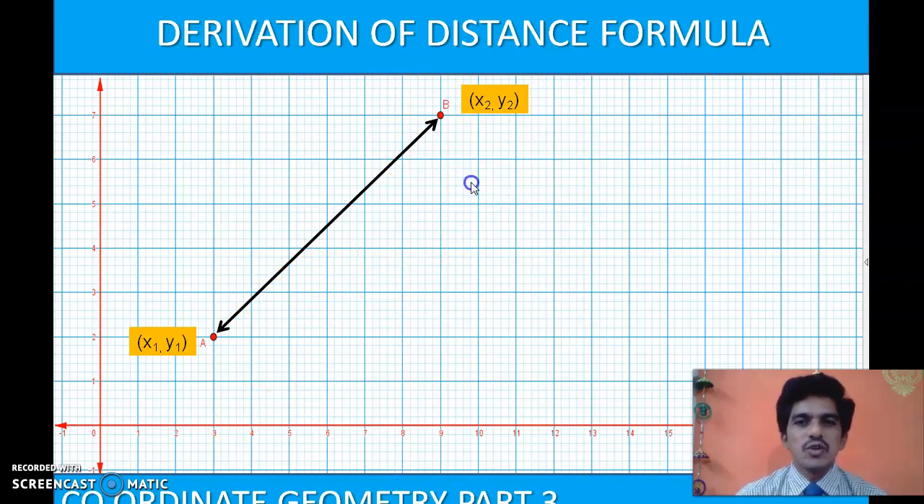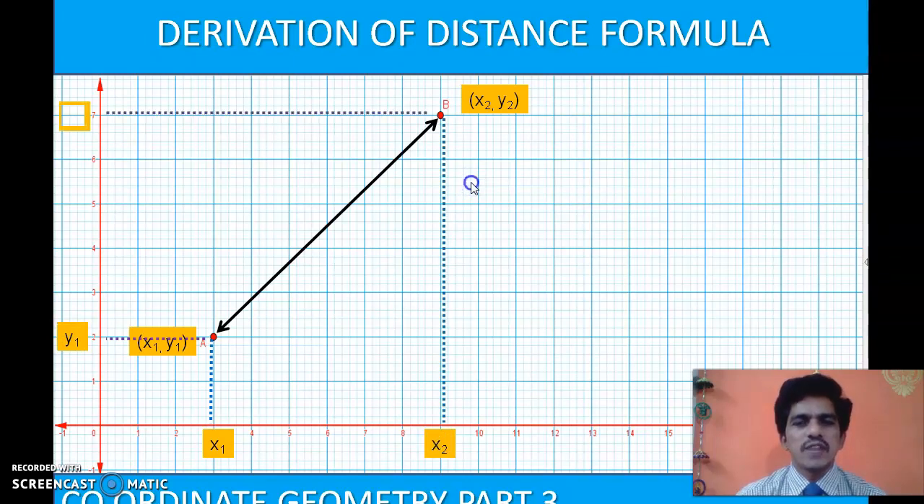So, as you know, what is the x-coordinate of point A? x1. And what is the y-coordinate of point A? That is y1. The x-coordinate of point B is x2 and the y-coordinate of point B is y2. To find the distance between them, we'll make use of a very popular theorem, which is called Pythagoras theorem, using a right angle triangle. So to calculate the distance between them, we'll form a right angle triangle by drawing a line parallel to x-axis through A and drawing a line parallel to y-axis through B.